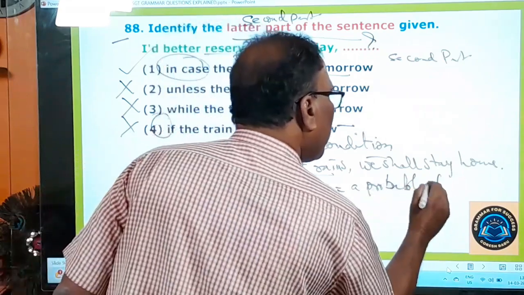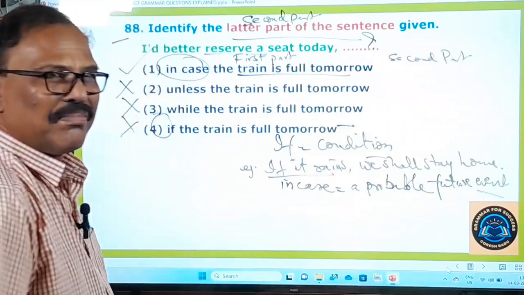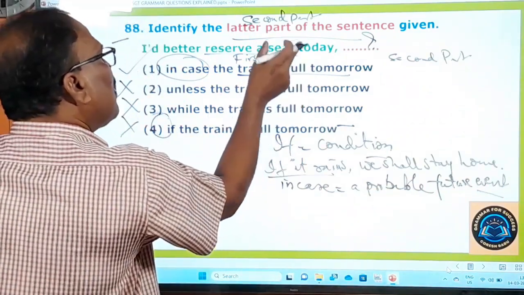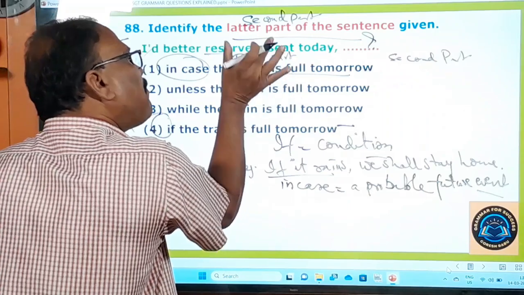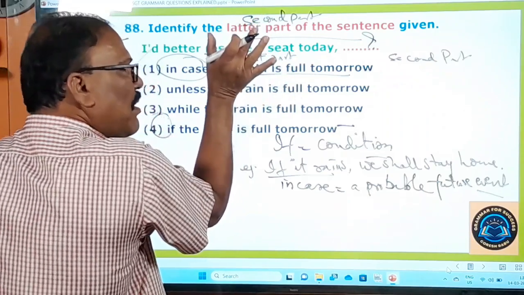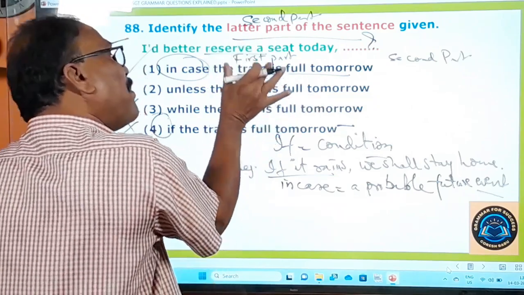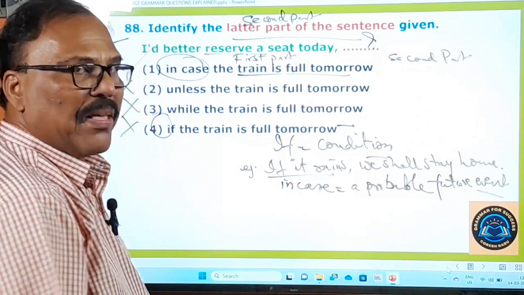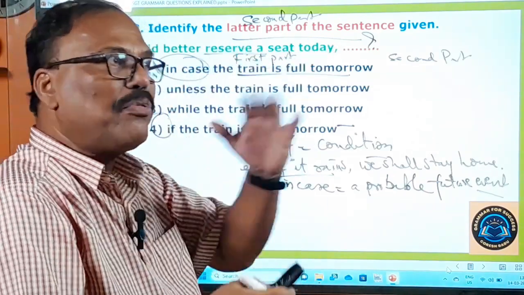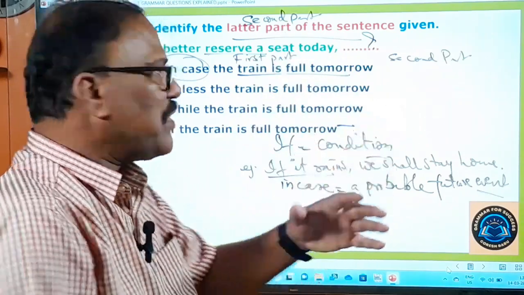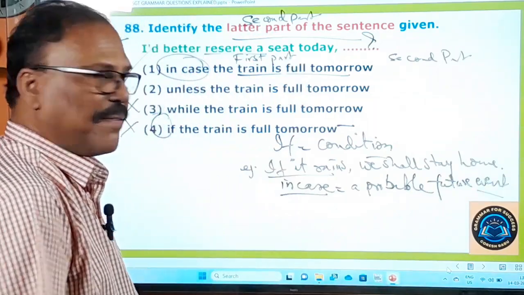probable future event. A probable future event. So tomorrow the train is going to be full. It's a probable thing. It's a future probable event. This might take place or not, that's a different thing, but it's a probable event. Tomorrow the train is going to be full. That is a future probable event. So that's why this in case indicates a probable future event.